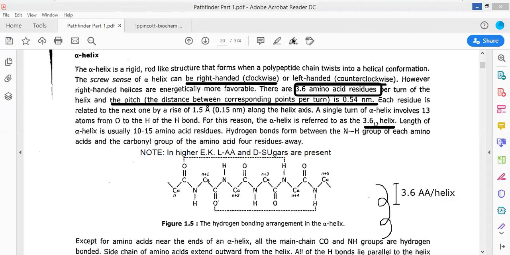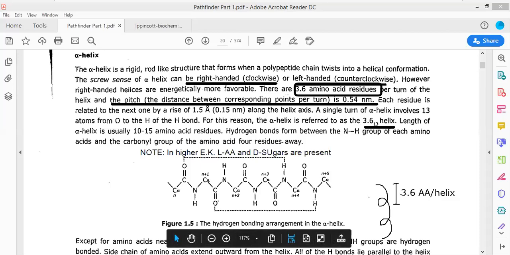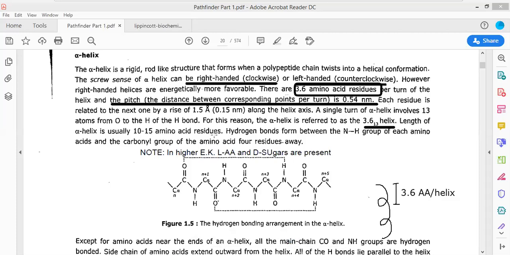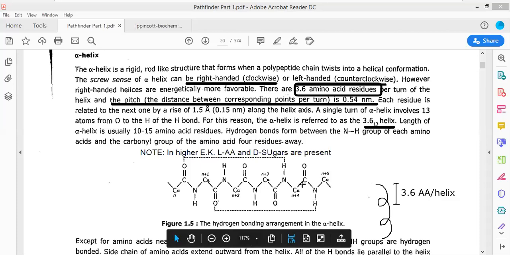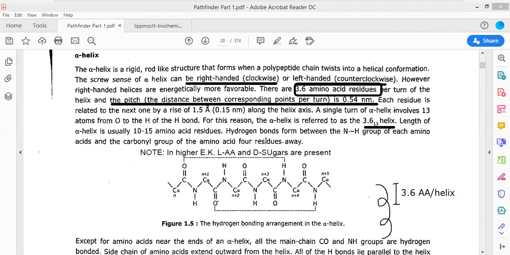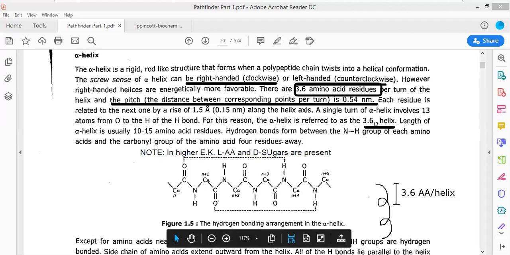So this is very important that the name is 3.613 alpha helix, which is forming the alpha helical structure of the protein. Okay, length of alpha helix is usually 10 to 15 amino acid residue. There are approximately 10 to 15 amino acid residue joined together with each other. Hydrogen bond forms between the amino group of each amino acid and the carbonyl group of the amino acid 4 residue away. So each hydrogen bond is being formed between one amino acid residue and another amino acid residue, which is 4 amino acid away.